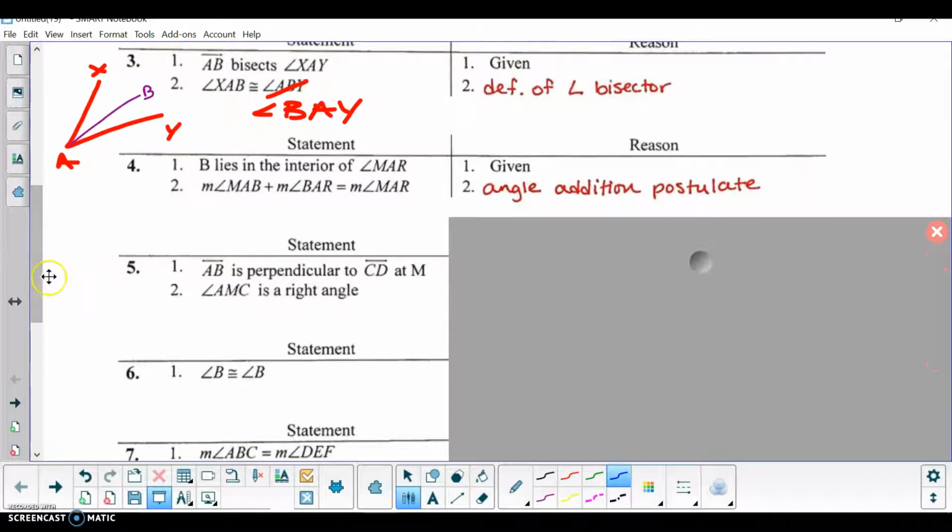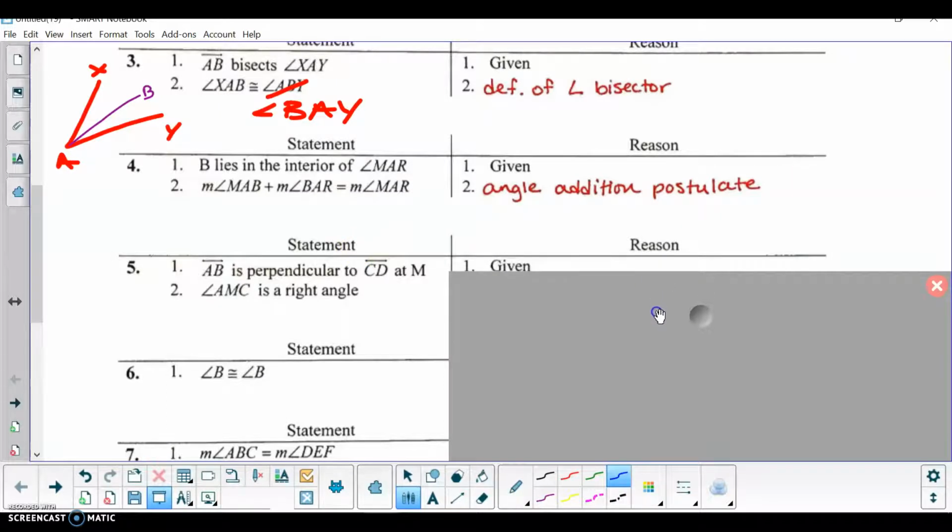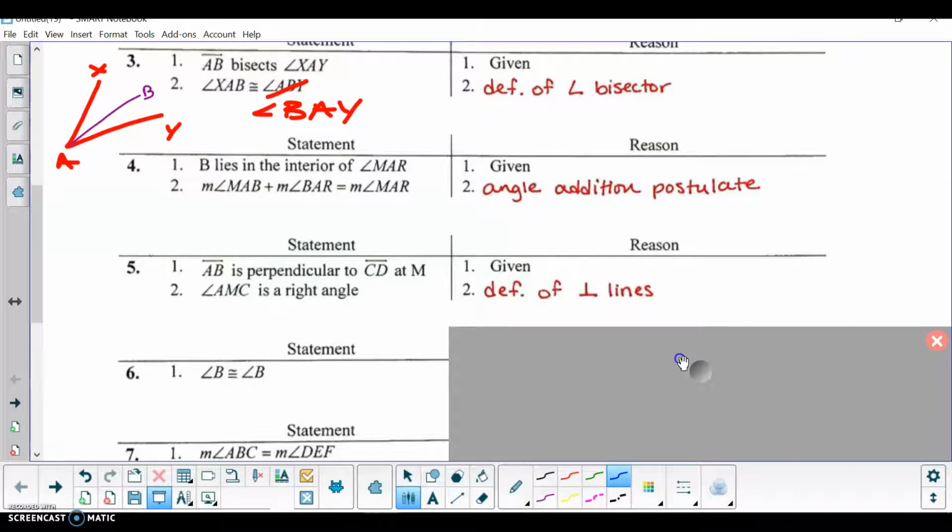How are we doing? Number 5, your given statement is the ray AB is perpendicular to, is that a ray or a line? I can't tell. Maybe it's a line at M. Okay, so angle AMC is a right angle. That's just definition of perpendicular lines. Because when you have perpendicular lines, those intersect at 90-degree angles.